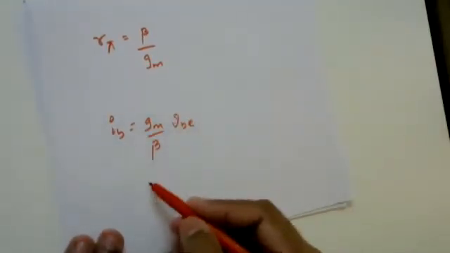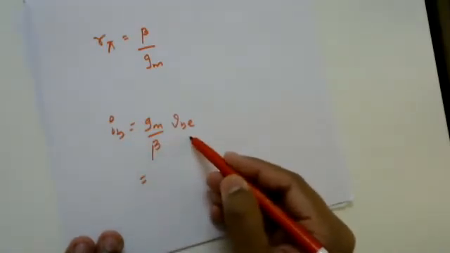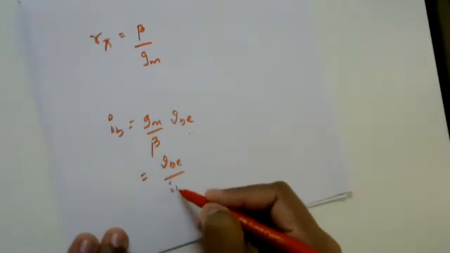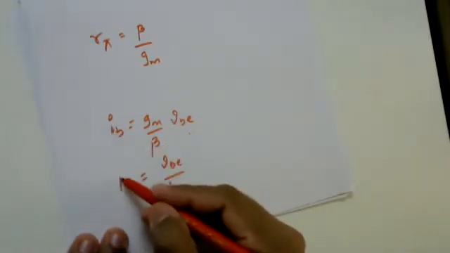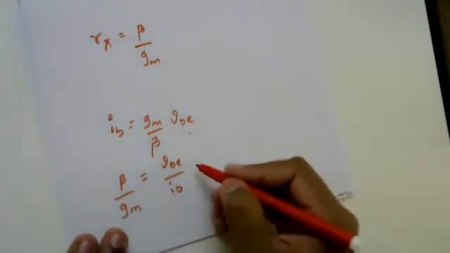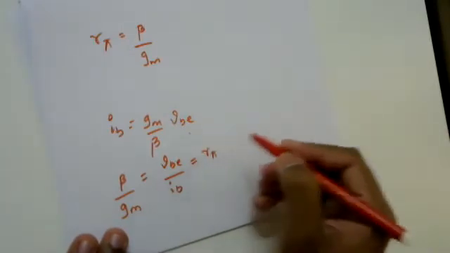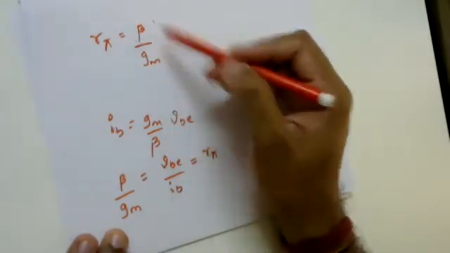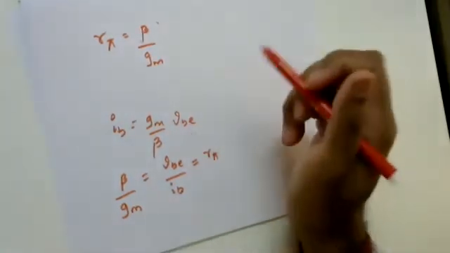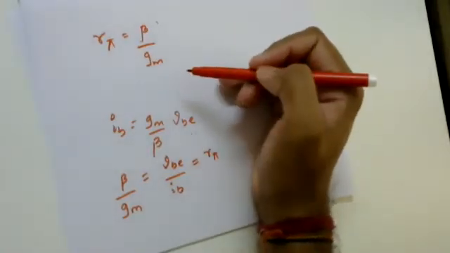Into VBE. So from this expression, I'm now writing it for a ratio of VB by IB. If I take IB to this side, this becomes VBE divided by IB, and I take beta to the numerator divided by GM. This VB by IB is nothing but my R pi. The same thing I'm writing here: R pi is equal to beta by GM.